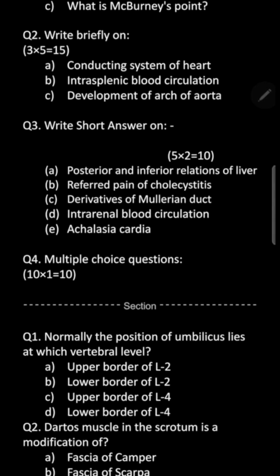One is conducting system of the heart. This is a very easy and important question. You can read it from the book.